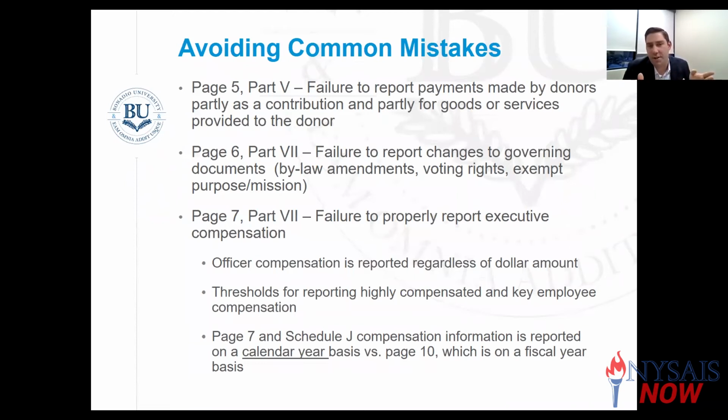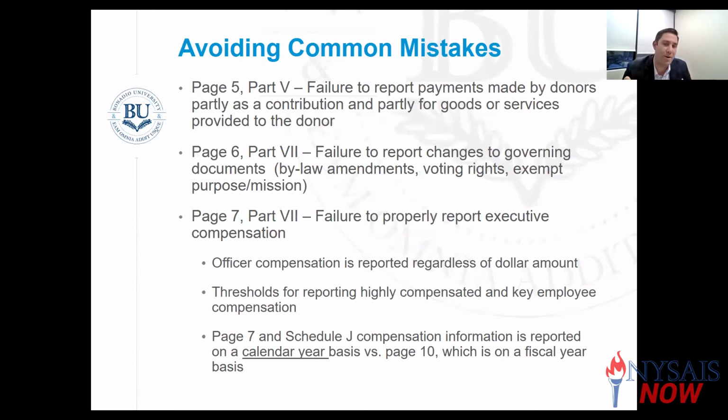Reporting any changes to your governing documents: were your bylaws amended? Were your voting rights amended? Those are things, again, the auditor's not going to know. But if there were changes, it's okay to have a yes answer to that. You should just document it.